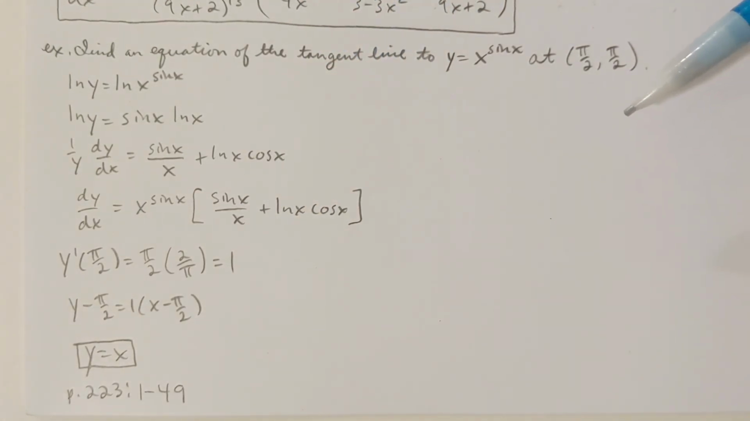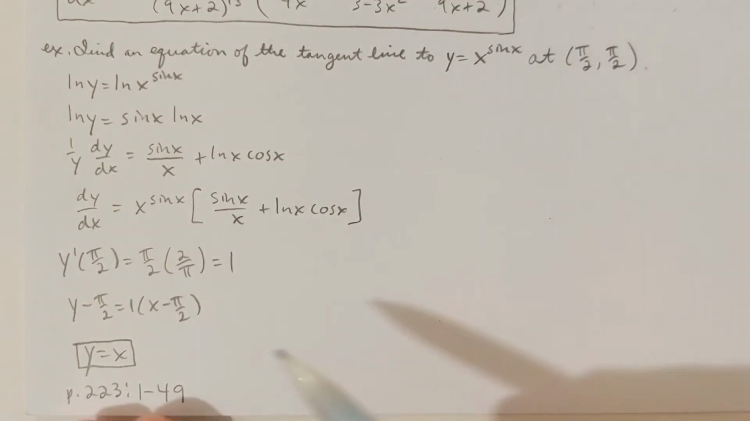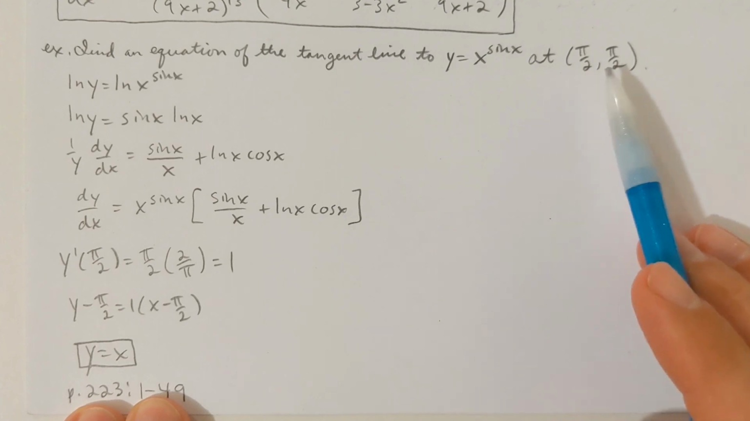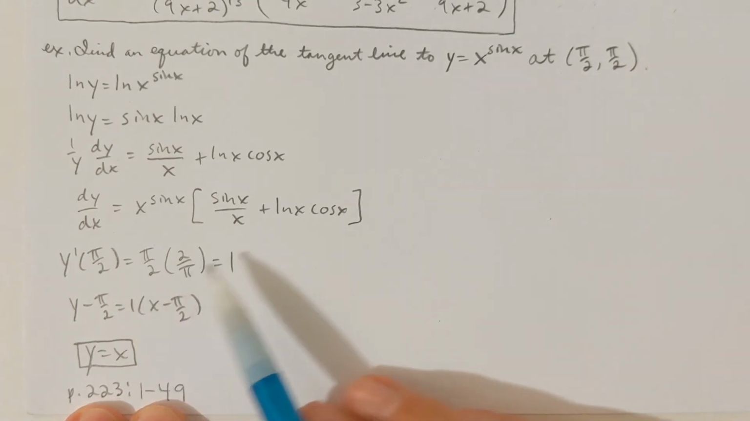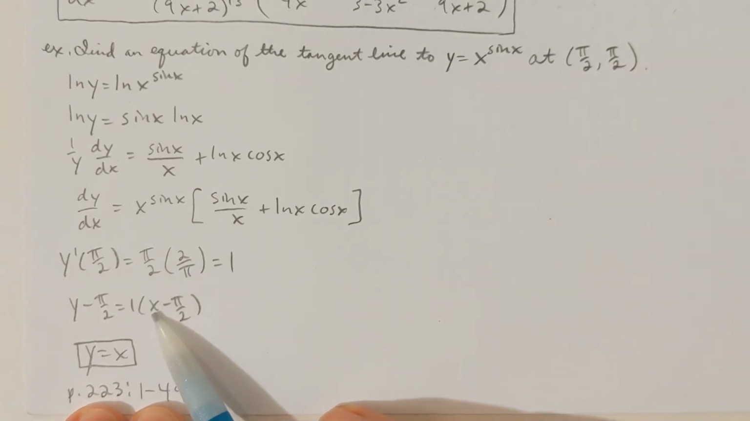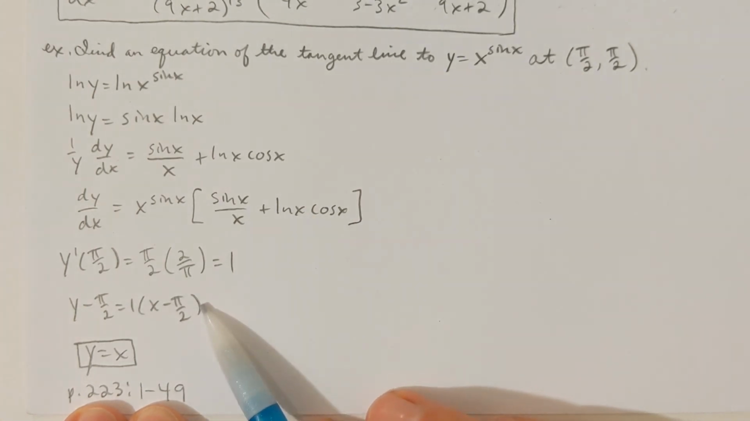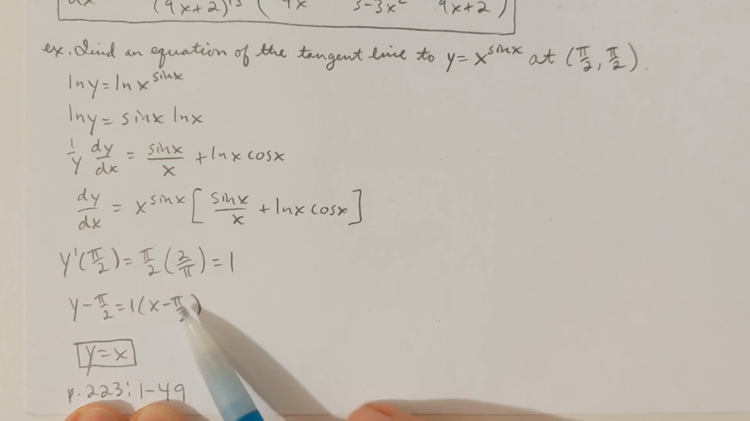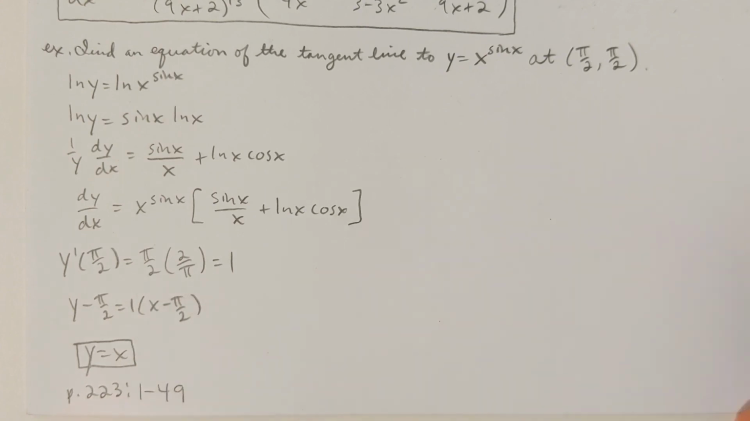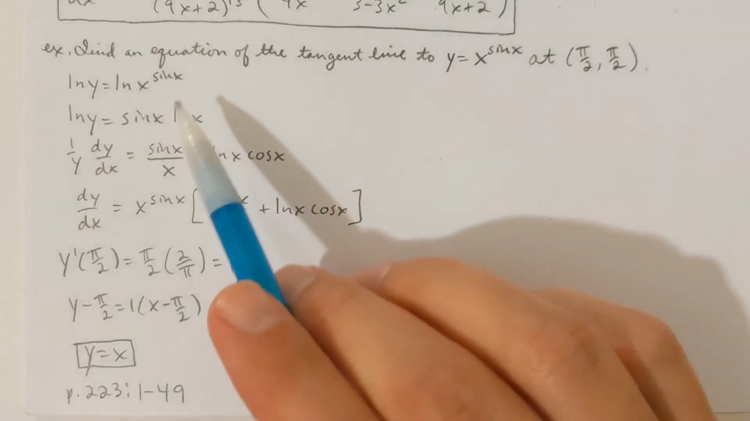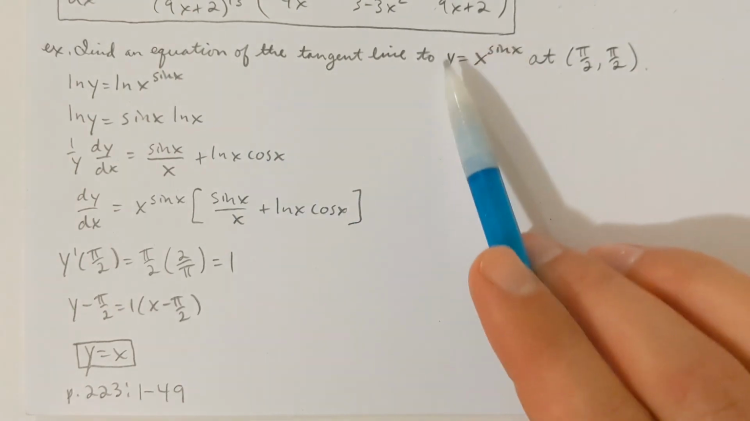Now I can use my point-slope formula to find the equation of the tangent line. y minus y1 is pi over 2, equals the slope, which we just said is 1, times the quantity x minus x1, which is pi over 2. If you add pi over 2 to both sides, you get y equals x. So y equals x would be the equation of the tangent line to this graph at the point pi over 2, pi over 2.